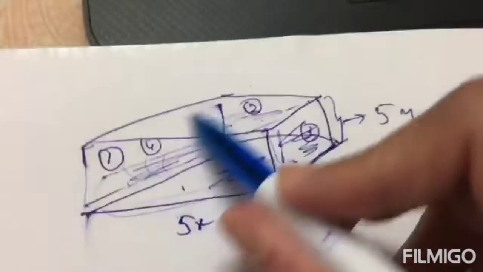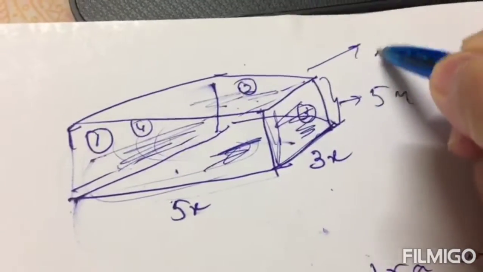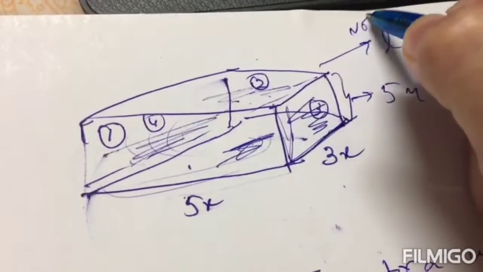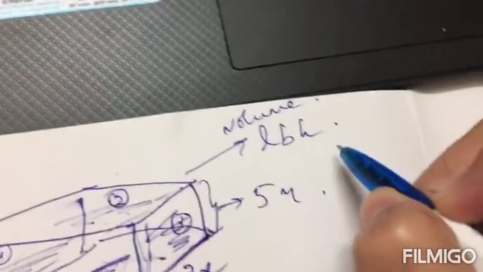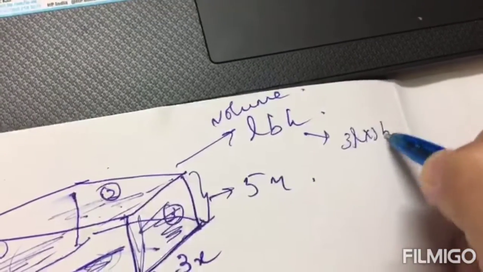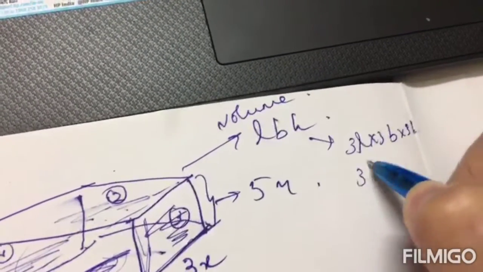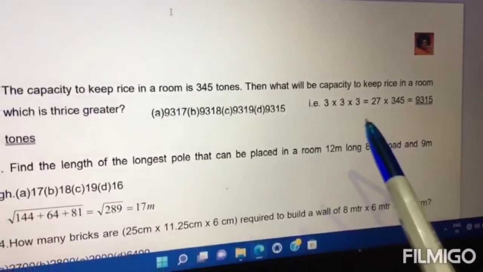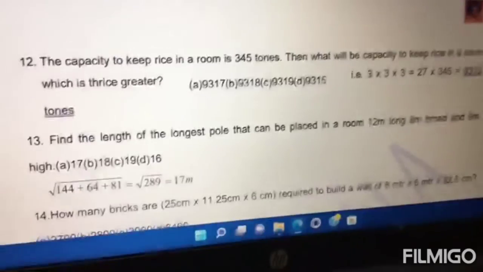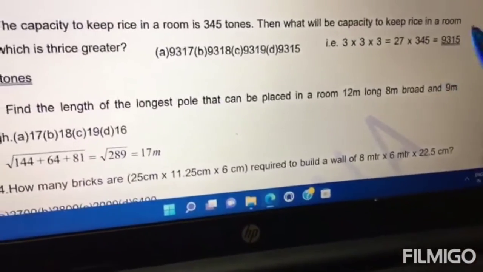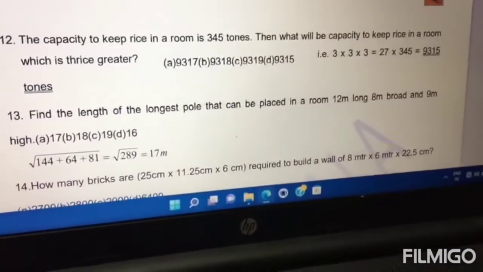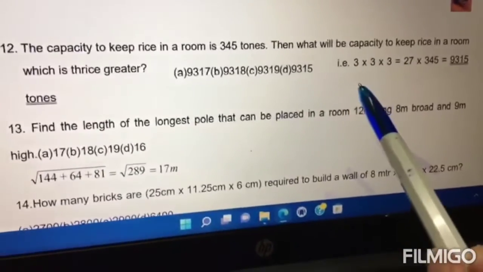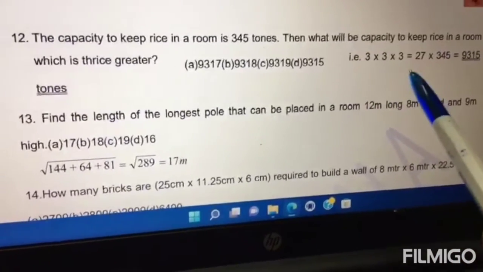The volume of a cuboid is, say for example, the volume or the capacity, how much we can store in this room, is LBH. So if the room is 3 times larger, then the volume will be 3L into 3B into 3H. So the volume will increase. It will be 3 into 3 into 3, which is 27 into the original volume, and that will give us an answer of 9,315 tons, because length is increasing by 3, breadth is increasing by 3 and height is increasing by 3.